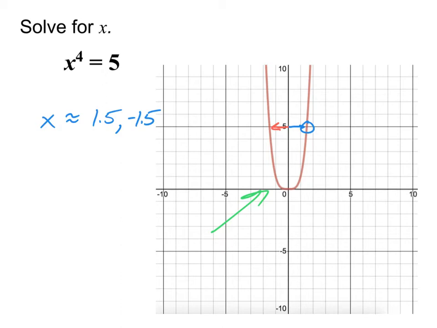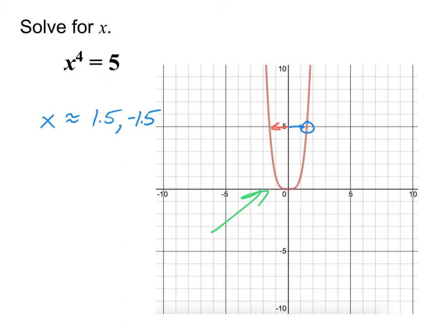Well, if we were looking at an odd one, like x to the power of 3, remember that looks like this? Notice it doesn't double back on itself. Therefore, we don't have to worry about the two solutions in that case. It's only when it's even.